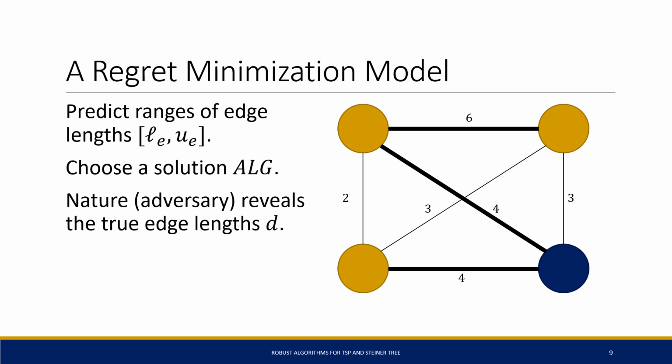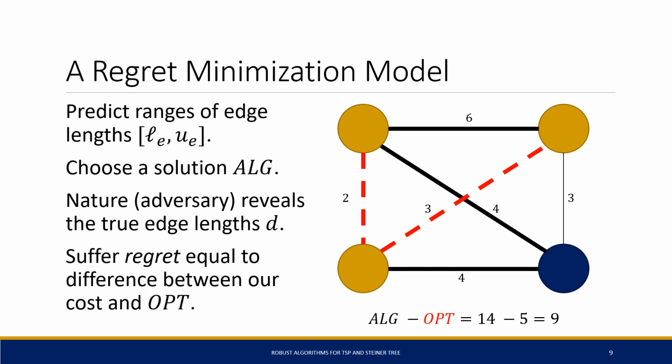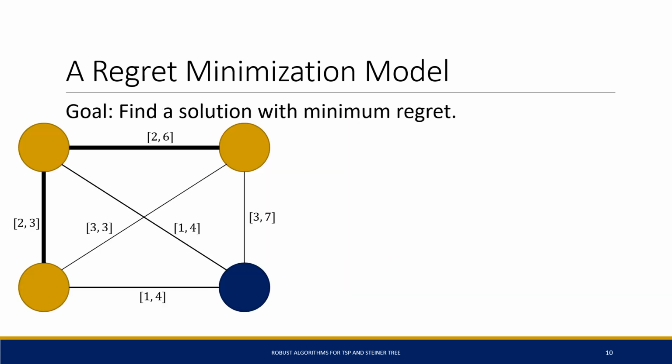Now, given these revealed edge lengths, we could say, what cost did we have to pay for not having total certainty about the edge lengths? In particular, let's consider what the optimal solution is, and let's define our regret to be the difference between the cost of alg, our solution from before knowing the true edge lengths, and opt, the best solution after we see the true edge lengths. So here our solution costs 14 and opt costs 5, so the regret of this solution is 9. So now our goal is to find a solution with minimum regret.